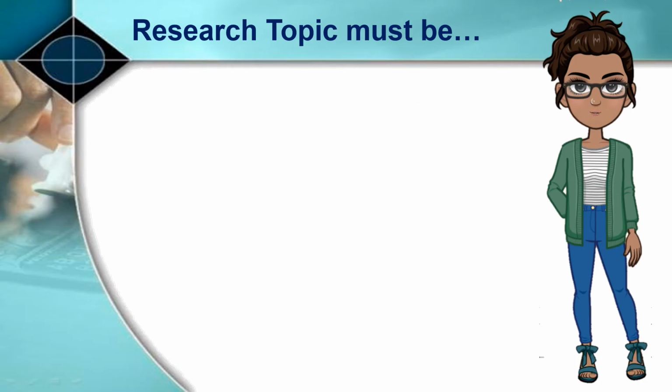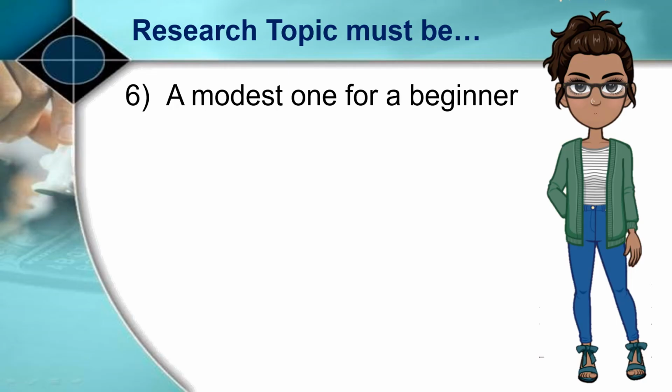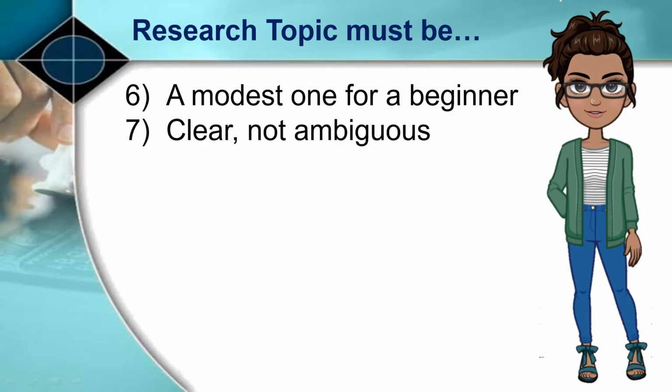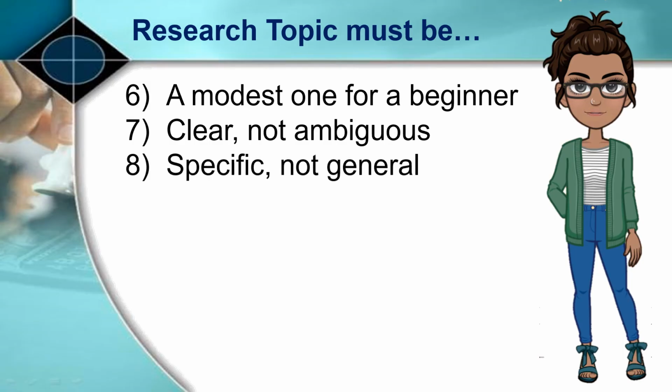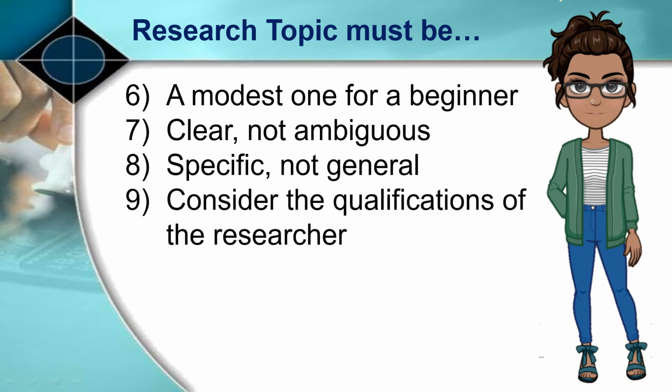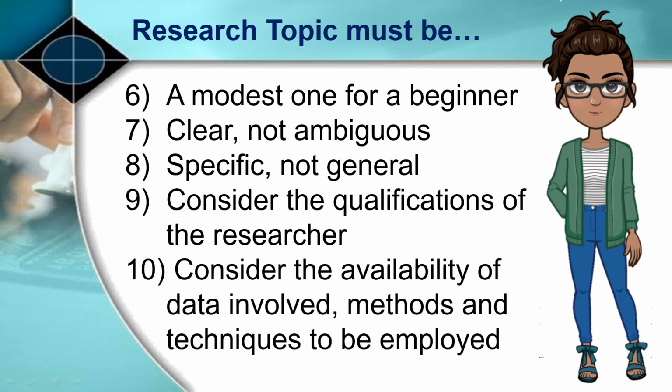Number 6, it should be a modest one for a beginner to be carried on within a limited period of time. Number 7, it should be clear, not ambiguous. Number 8, it should be specific and not general. Number 9, it should consider the training and personal qualifications of the researcher. And number 10, it should consider the availability of data involved in the study and the methods and techniques to be employed in gathering them.